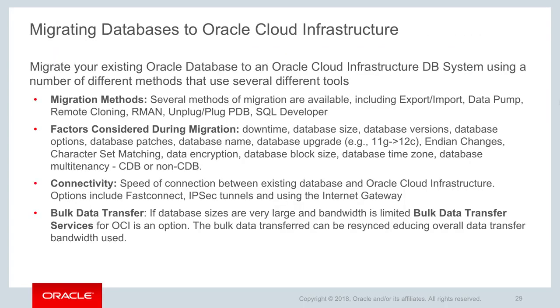We will now look at the methods for migrating your databases to Oracle Cloud Infrastructure, as well as the factors that you need to consider during the migration process. You can migrate your on-premises Oracle database to an Oracle Cloud Infrastructure database using a number of different methods that use several different tools. The method that applies to a given migration scenario depends on several factors, including the version, character set, and platform endian format of the source and target databases.